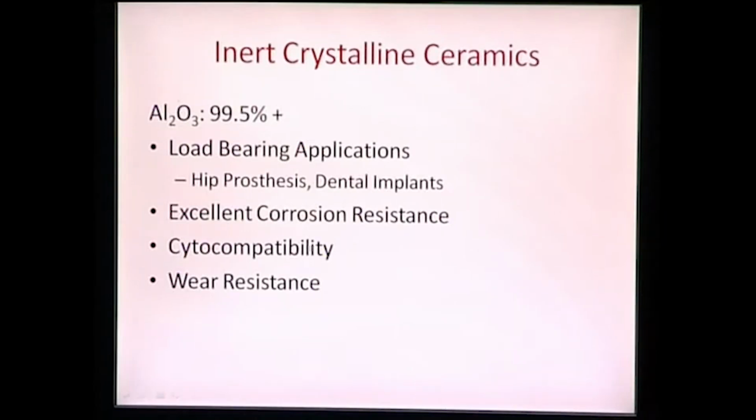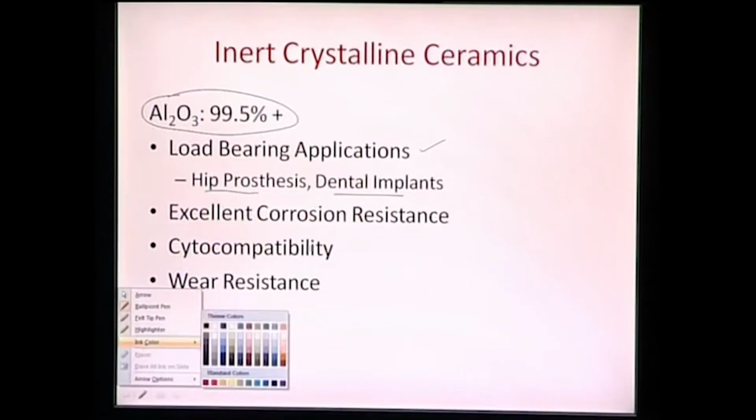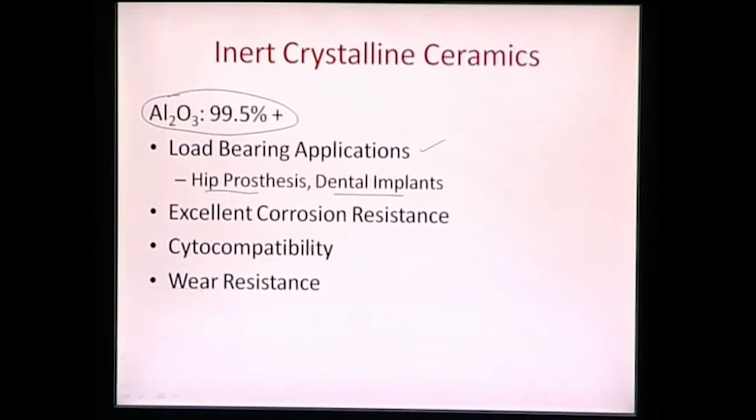In this case, aluminum oxide can be utilized as a material for load bearing applications such as hip prosthesis or dental implants, because it is highly inert in nature, and it can impart high corrosion resistance. Once it is inserted into the body, if it is highly pure, more than 99.5%, it can serve as a load bearing implant for hip or dental implants. At the same time, it does not induce any toxic effects, so it is also cytocompatible in nature. Our aluminum oxide is highly cytocompatible.